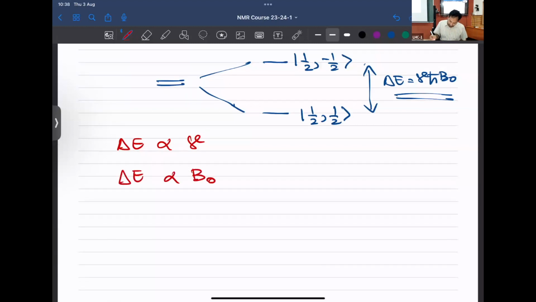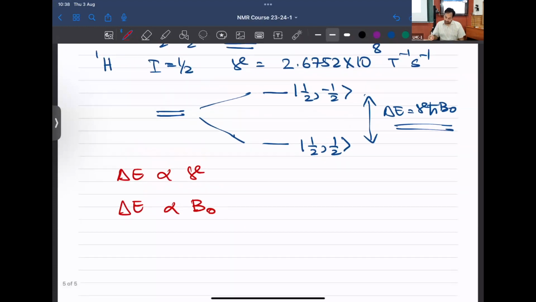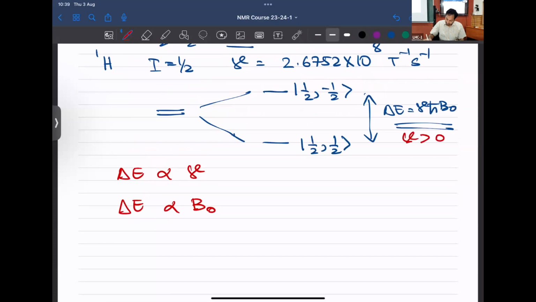Delta E is also proportional to B naught. It indicates that if you have higher and higher magnetic fields, you can separate the energy levels more and more. Or rather, if you have lower and lower fields, you're going to have smaller and smaller separation. Of course, this is assuming gamma greater than 0.